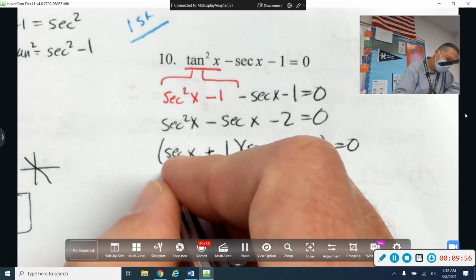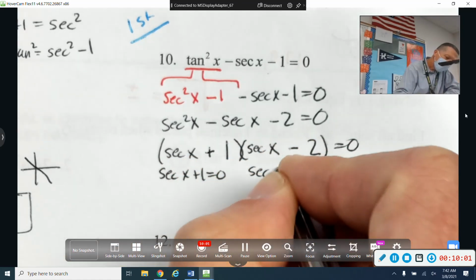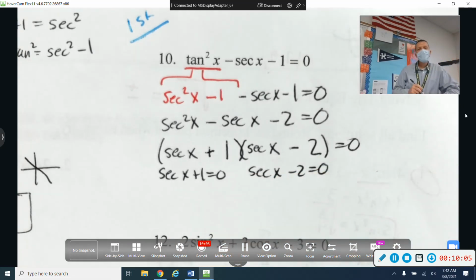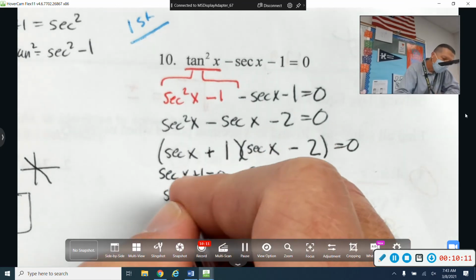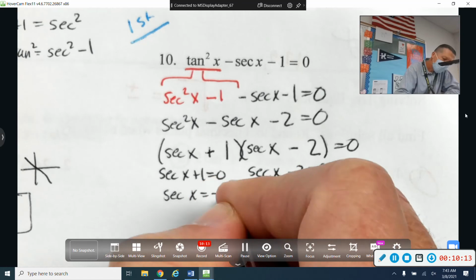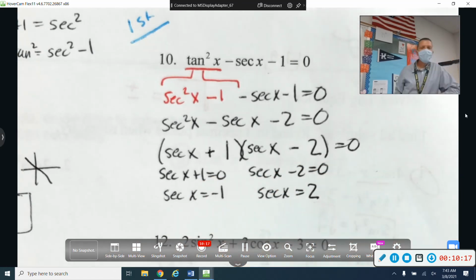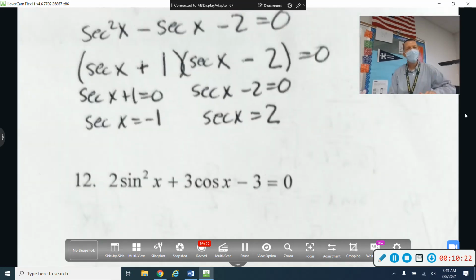So split those up. Secant of x plus 1 equals 0. Secant of x minus 2 equals 0. And again, as always, this is what factoring does. It takes a really impossible problem and turns it into two easier problems. So secant of x equals negative 1. And secant of x equals 2.